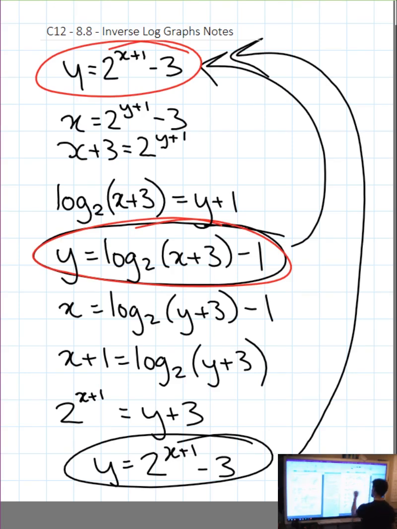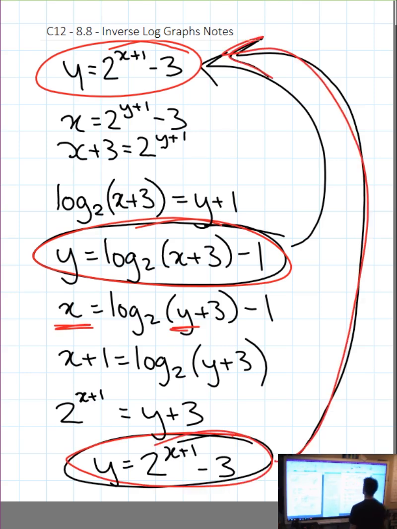And a great way to check your answer to see if you've done the correct inverse is do it again. Switch x and y again, solve for y again, and make sure it's the same as it was before. One more reminder about inverses. Switching back and forth between exponential and log form is not an inverse. Switching back and forth between exponential form and log form is the same thing. Switching x and y and resolving for y is an inverse.